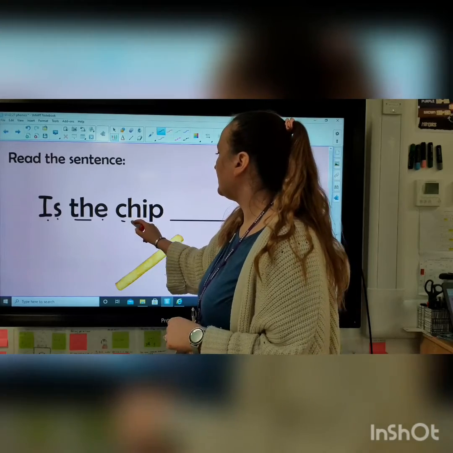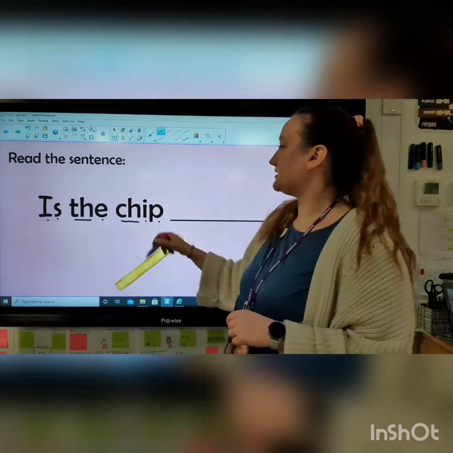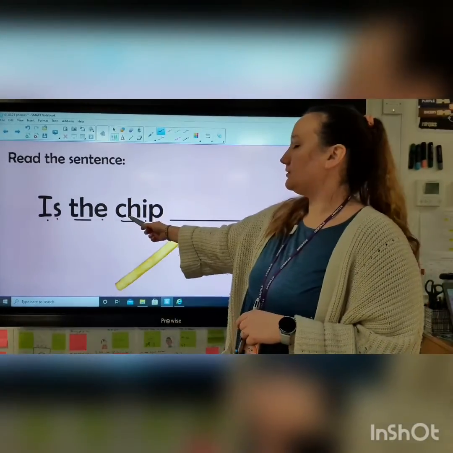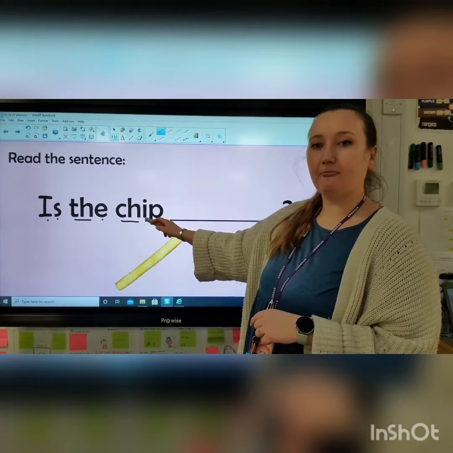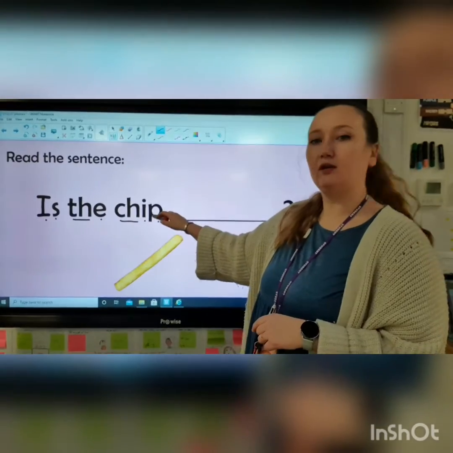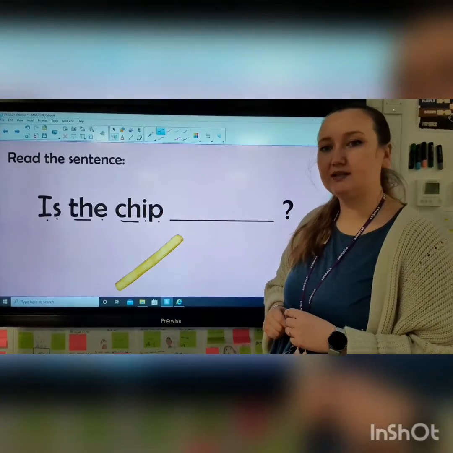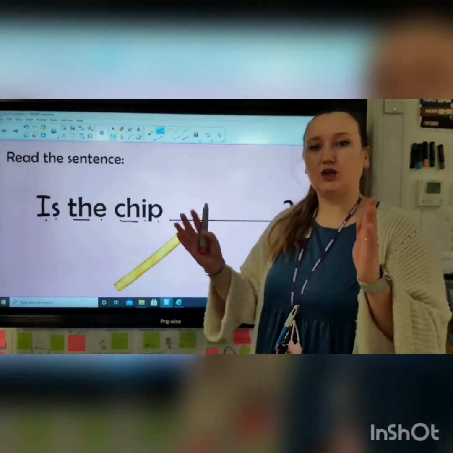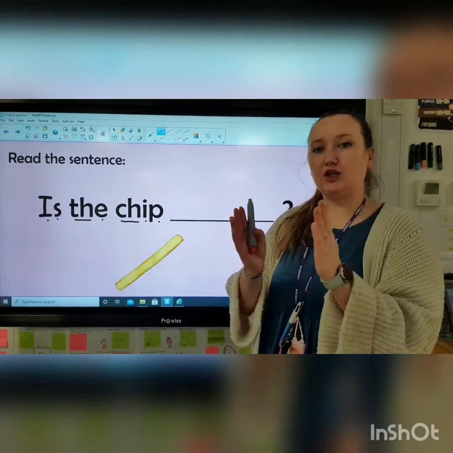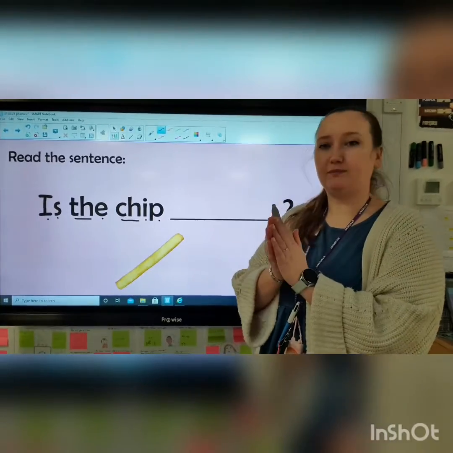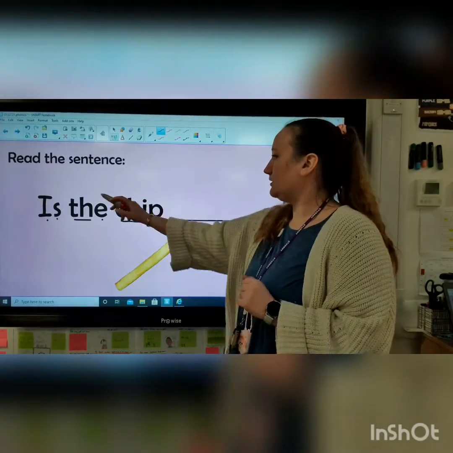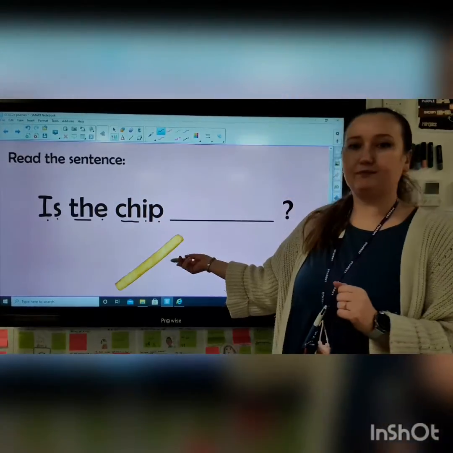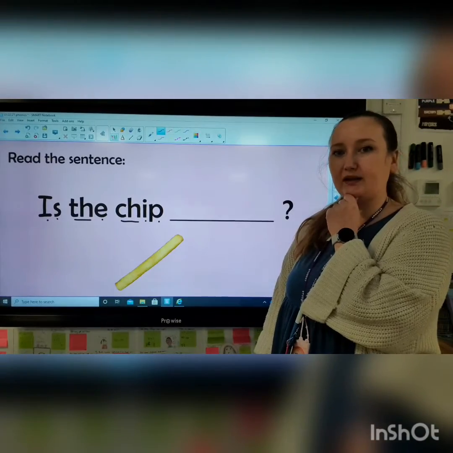Okay. And what is this word here? We have, what's this phoneme? Ch. And i. And this one, p. Okay, so let's blend the three phonemes together. Ch, i, p. Chip, chip, chip. Okay, so is the chip, what could this word be?